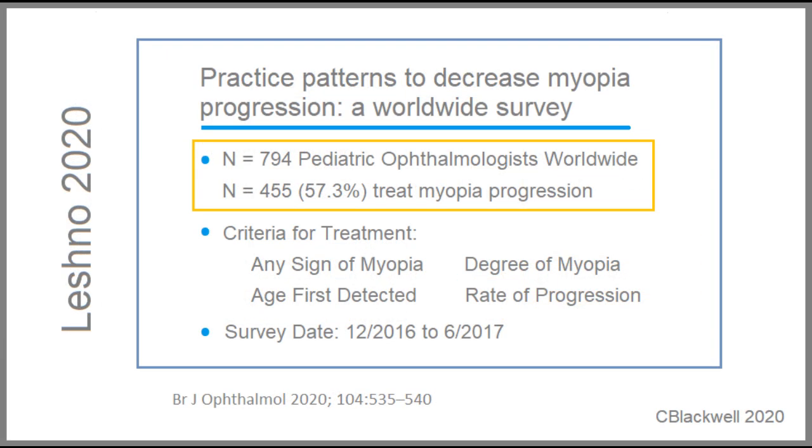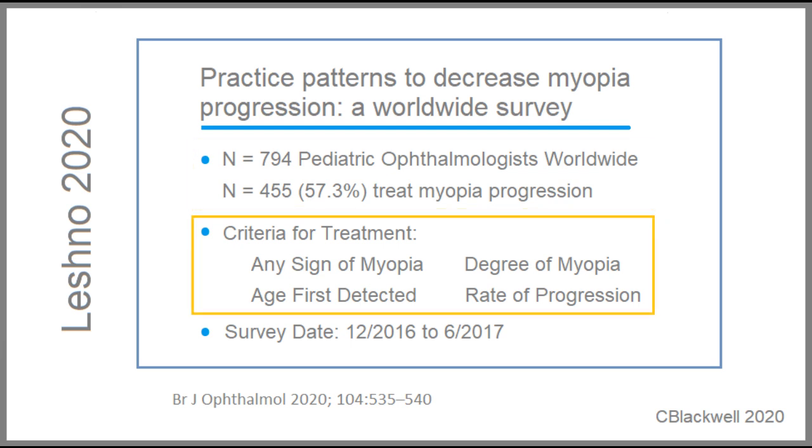What is happening in practice? In 2020, Leshno published a survey of pediatric ophthalmologists worldwide. About 57% of them were treating myopia. He asked, what were the criteria to start treatment and what treatments were they using?